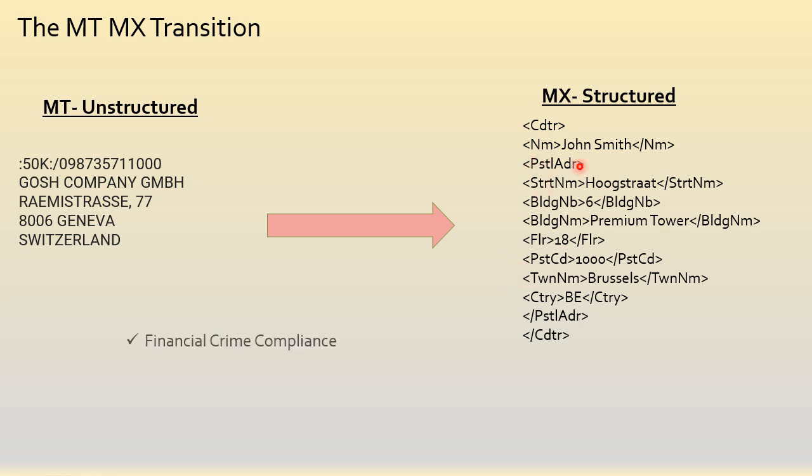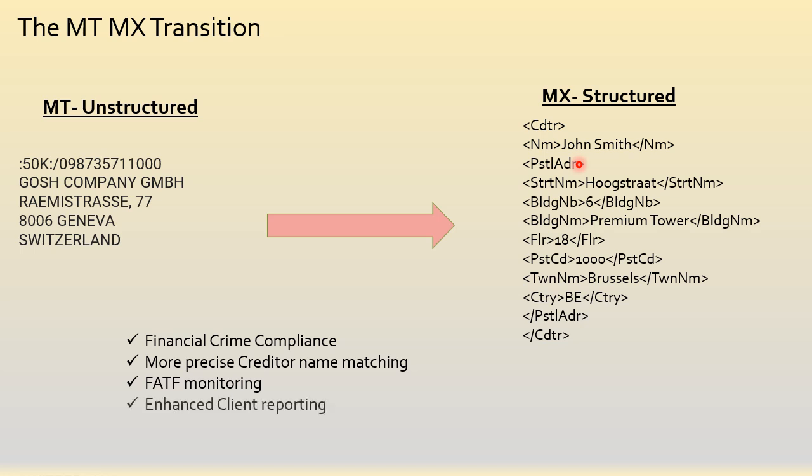So this becomes very useful in financial crime compliance. It gives more precise creditor name and address matching, useful for FATF reporting and monitoring, and of course it gives you enhanced client reporting because of all this granular data which is being captured.